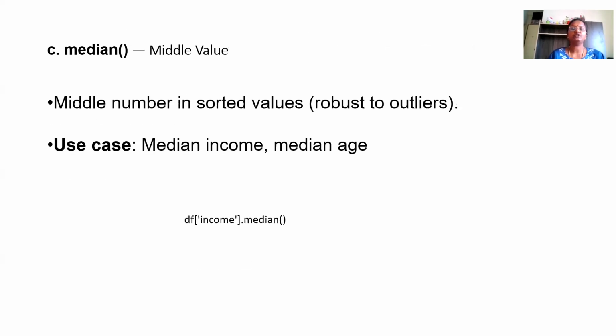And then the median value is nothing but the middle value of your data set. It is the middle number in sorted values, and it is robust to outliers. At that time, you can apply this median function. The use cases are median income, median age, median salary. For example, here you can see the data frame. In the data frame, you have the column income, and there you are going to apply the median.